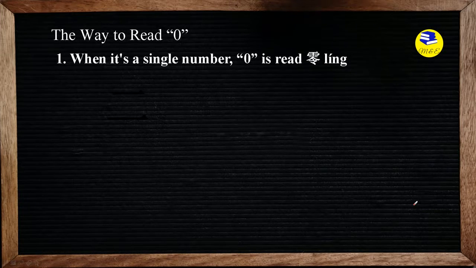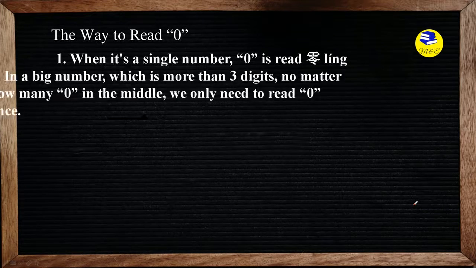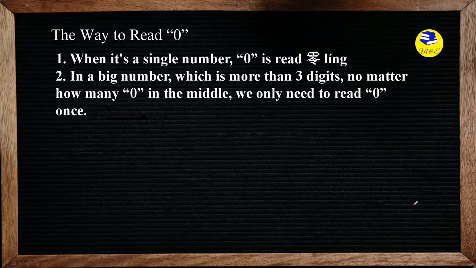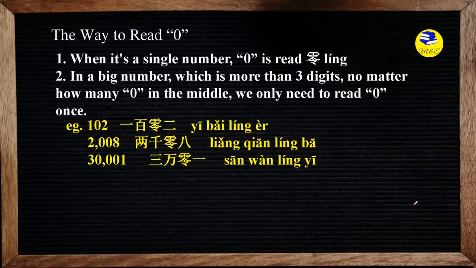This one is very easy, right? Just now we learned it. So the second one is in a big number which is more than 3 digits, no matter how many zeros in the middle, we only need to read 0 once. When you see this long explanation, you may feel very confused, right? But don't worry. Let's see some examples.